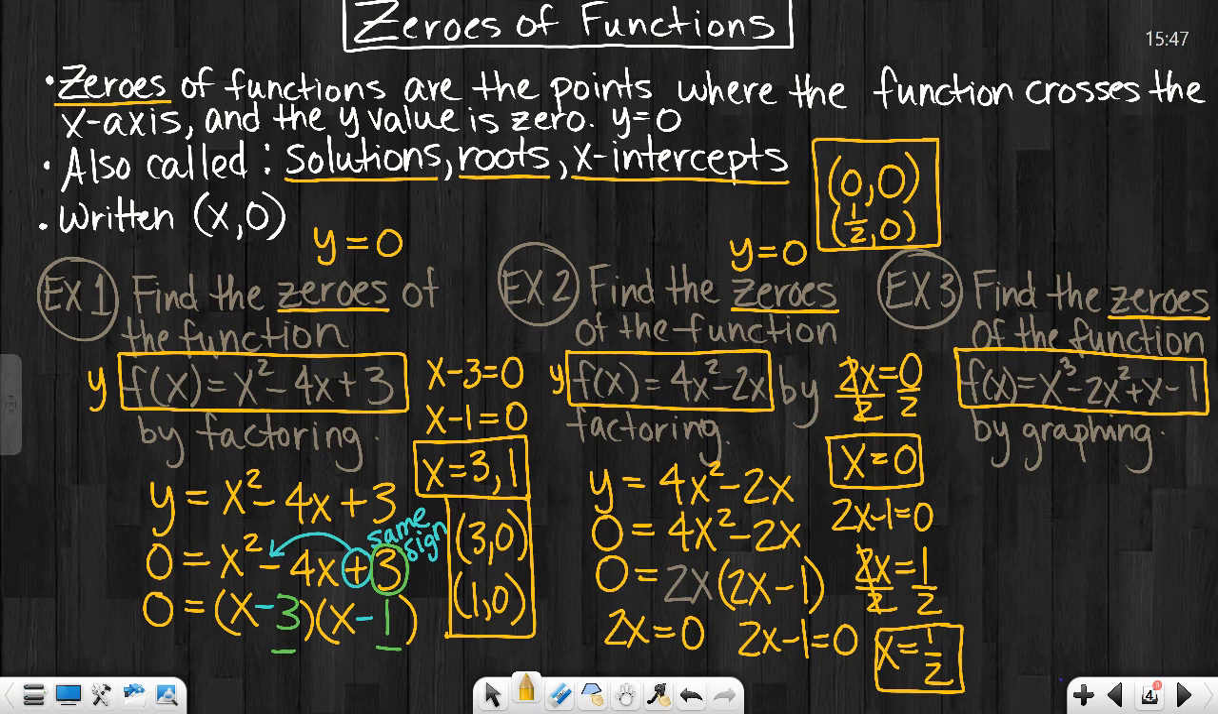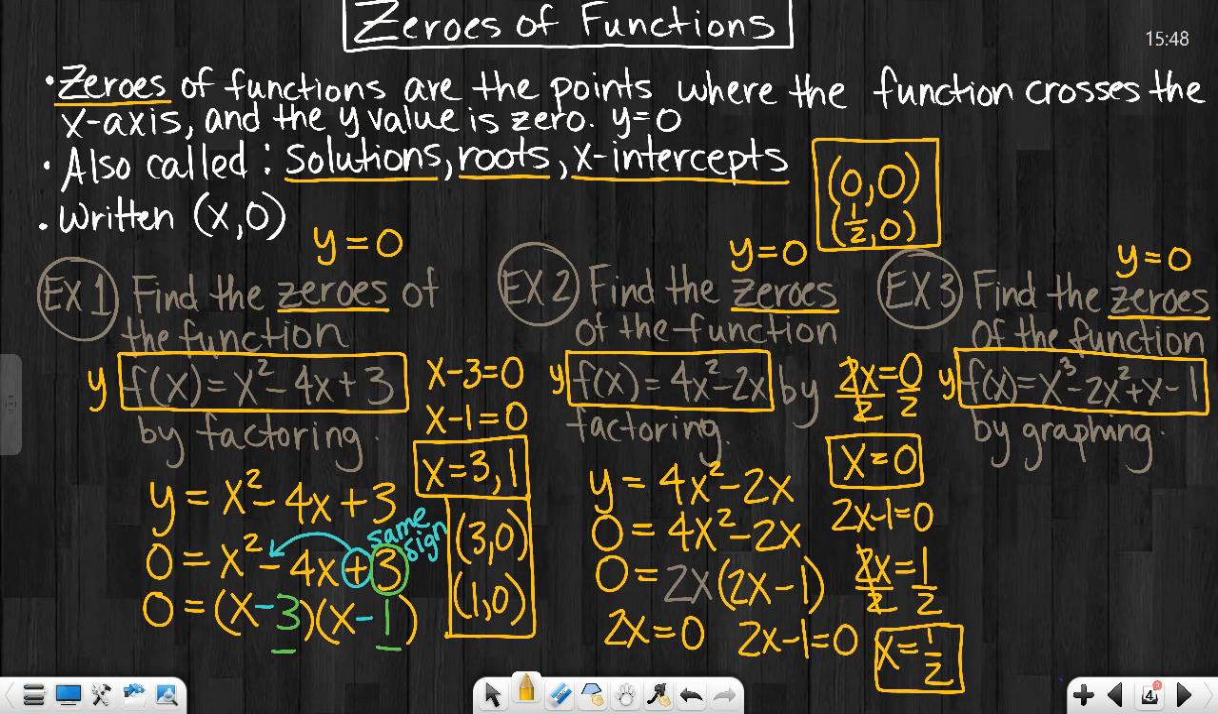X cubed minus 2x squared plus x minus 1. Now again, we're looking for where y equals 0. F of x is the same as y. But I don't really need to get into anything mathematical here if I'm going to use the calculator. So I'm going to switch over to the calculator here on the screen, and we're going to graph this, and I'm going to show you how to find the zeros on the graph.